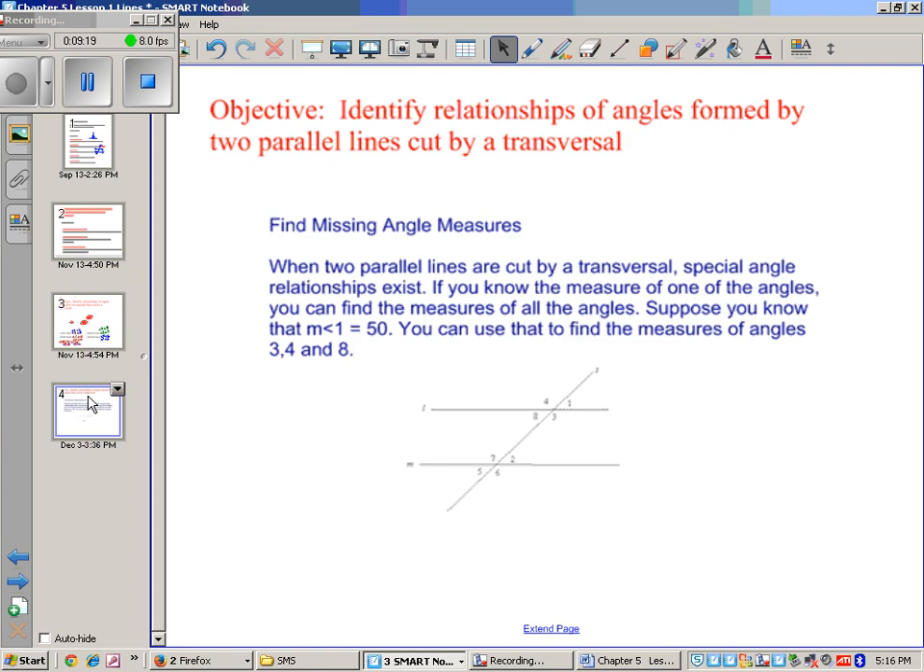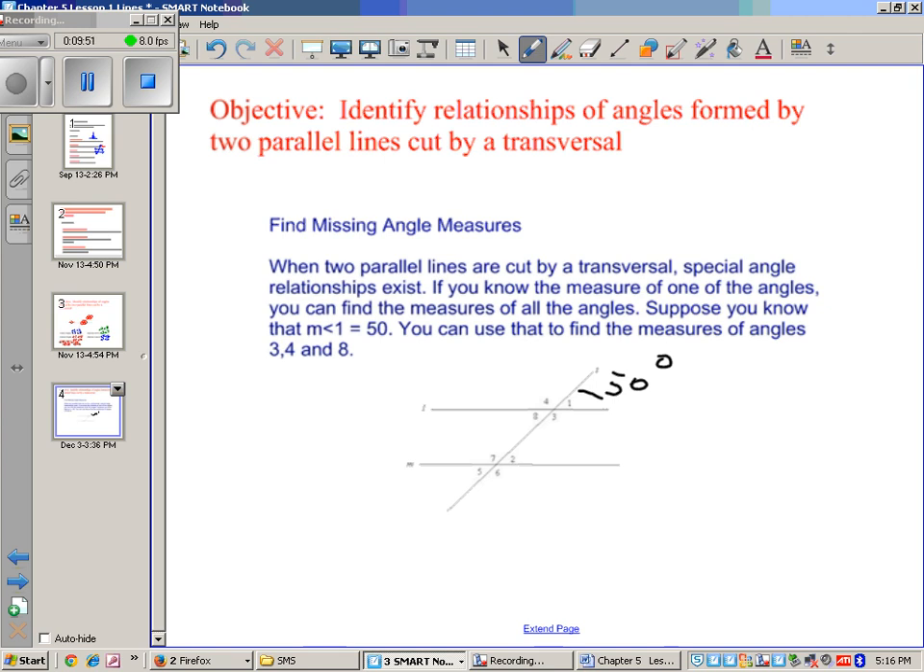Okay, now we're going to find missing angle measures. When two parallel lines are cut by a transversal, special angle relationships exist. If you know the measure of one of the angles, you can find the measures of all the angles. Suppose you know that the measurement of angle 1 is 50 degrees. You can use it to find the measures of angles 3, 4, and 8. Okay, so angle 1 here is 50 degrees.